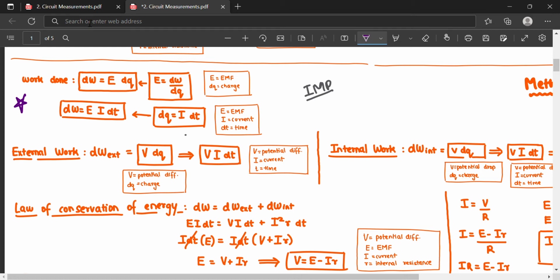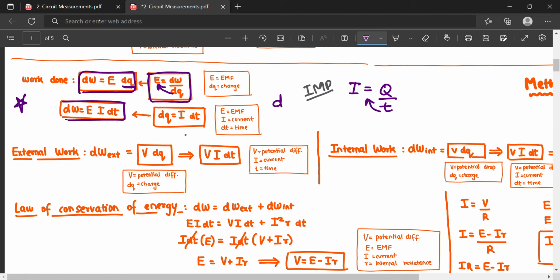So work done, now from electromotive force. This is the formula of electromotive force. We take dq here, we get a second formula. We substitute the value of dq. Now we all know that current is equal to charge upon time, so charge is equal to current into time. We substitute the value of dq and we get a new formula.